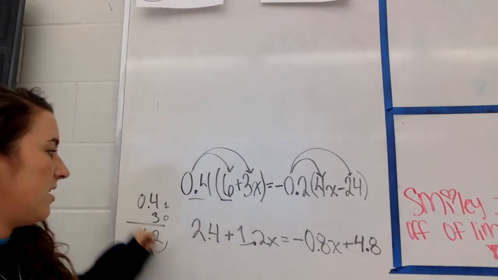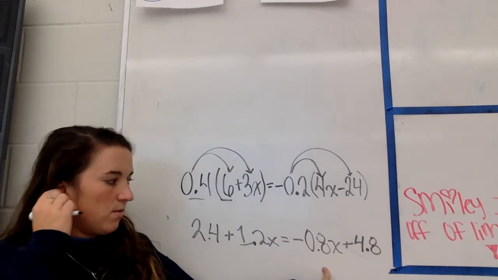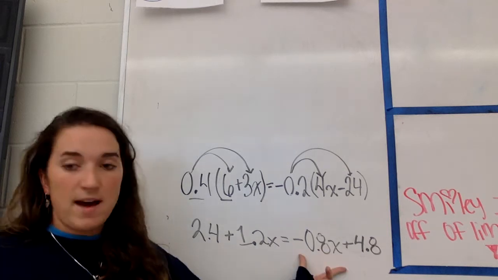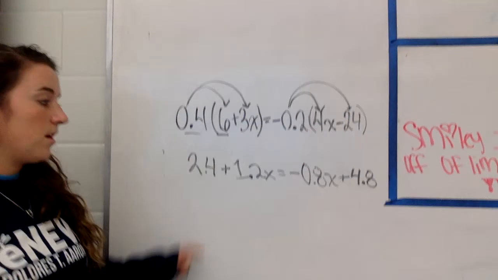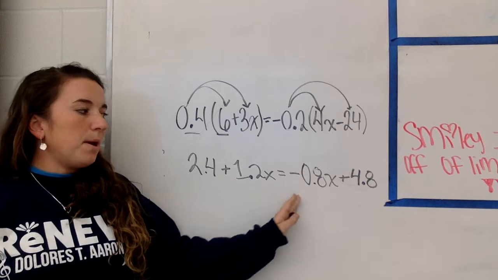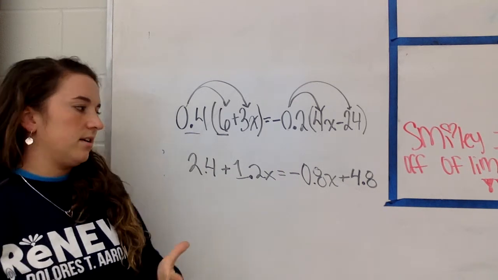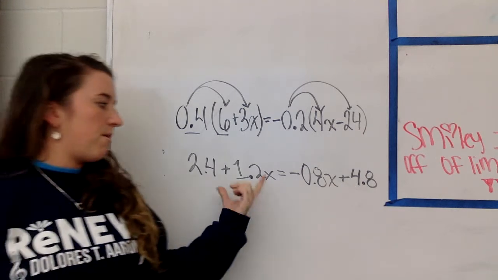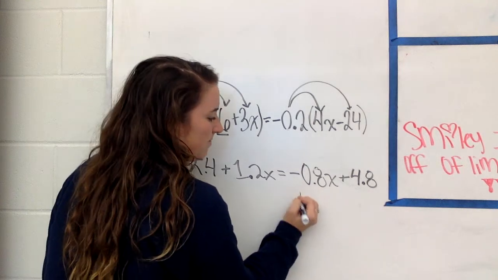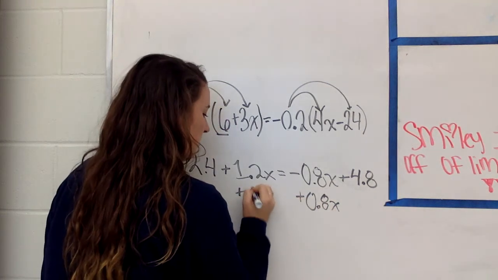All right, so now here's the equation that we're dealing with: 2 4/10 plus 1 2/10 x equals negative 8/10 x plus 4 8/10. Can either side of this equation be simplified anymore? No. So what can we do now? We want to move our x's onto one side because we want to get all of our x's together. Which x's do I want to move? Do I want to move the 1 2/10 x or the 8/10 x? I want to move my smaller one, so I'm going to add 8/10 x to both sides.